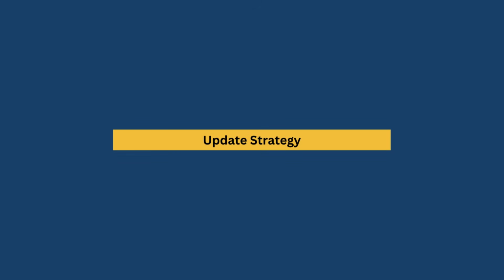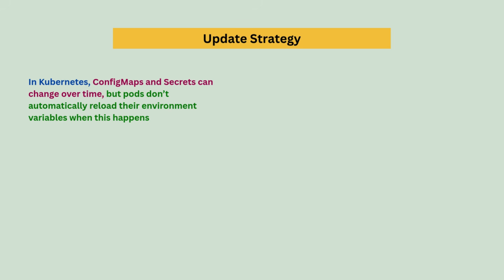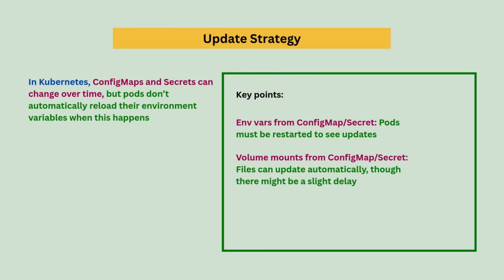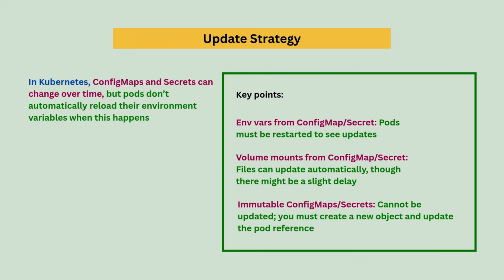Moving on with our next topic, update strategy. In Kubernetes, config maps and secrets can change over time, but pods don't automatically reload their environment variables when this happens. So if you change environment variables from a config map or secrets, the pod must be restarted to see the updates. If you change the volume mounts, files can update automatically, though there might be a slight delay. And if you change something in immutable config maps or secrets, this cannot be updated. You must create a new object and update the pod reference.